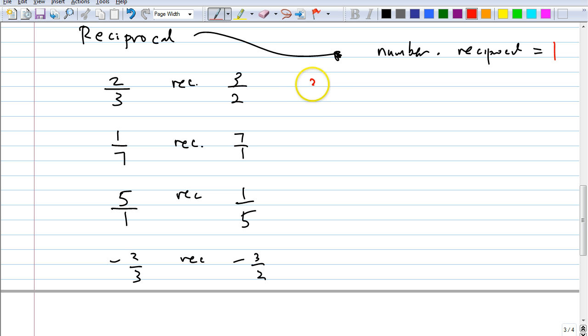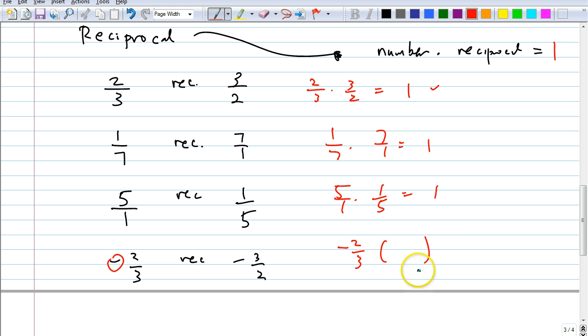Let's check. What's 2/3 times 3 over 2, guys? 1. That checks. What about 1/7 times 7 over 1? 1. What about 5 over 1 times 1 over 5? 1. And do you see why, if the number is negative, what must the other number have to be in order to get positive 1? Negative also, and this is negative 3 over 2. Do you get 1 also? Yes. So the reciprocal is when you multiply the number times its reciprocal, it always equals 1. Okay, keep that in mind because we're going to need that to do the next example.